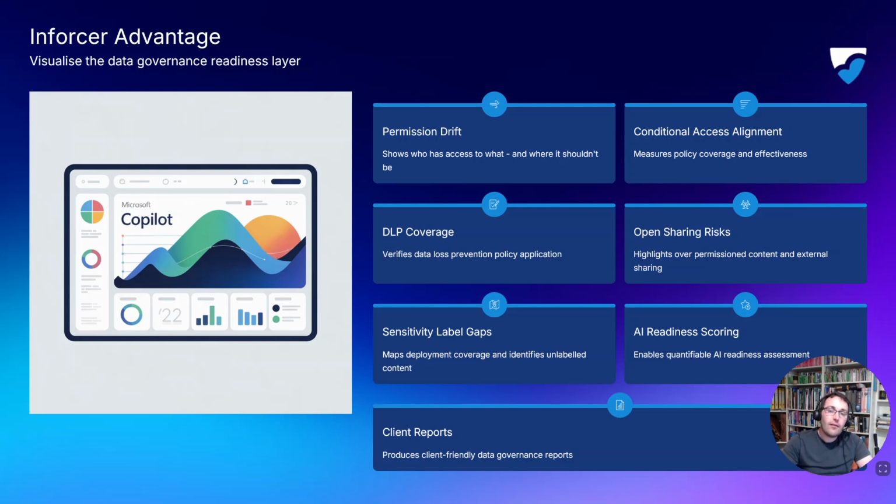The other thing is your sensitivity labeling and gaps. We've got the opportunity to get on the forefront of this, fill those gaps, resolve those issues. This is where we're going to start seeing that stream of information. AI readiness scoring, another hot topic, enabling quantifiable AI readiness assessments. And then client reports, which produce client-friendly data governance reports. Enforcer has some incredible reports for alignments, assessments, prospecting opportunities. Those reports really help to drive our sales and pre-sales teams to have those conversations around Copilot and next steps.